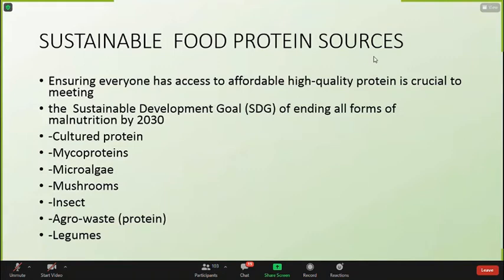Cultured protein or cultured meat now. Singapore has just opened a factory producing cultured meat. Mycoprotein, which can be a source of protein. Microalgae, mushroom, insect. I didn't realize until recently that insects such as cricket are considered halal. Agro waste, legumes, and these are considered new sources of protein.